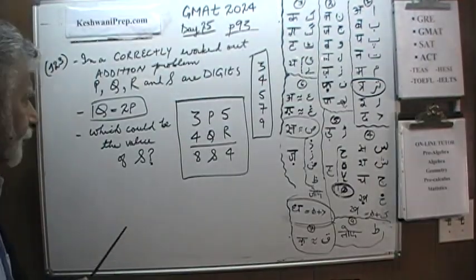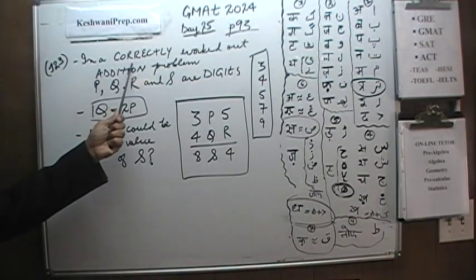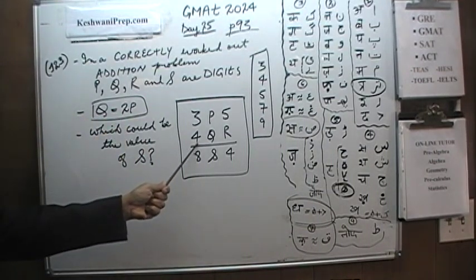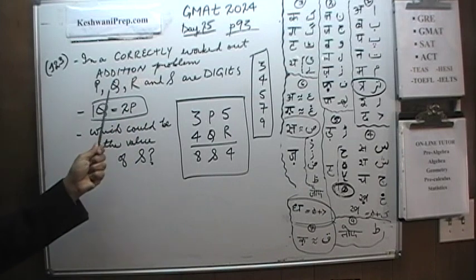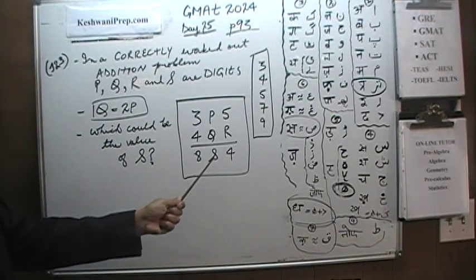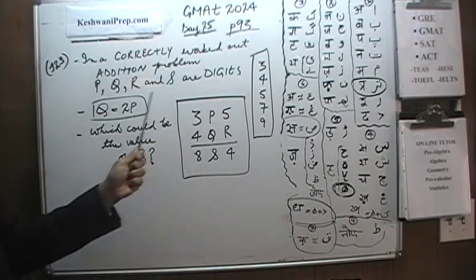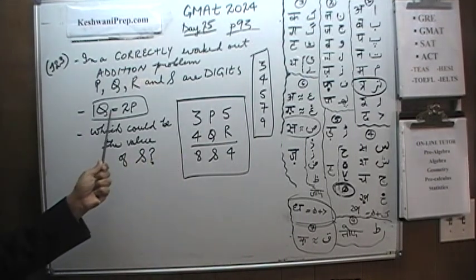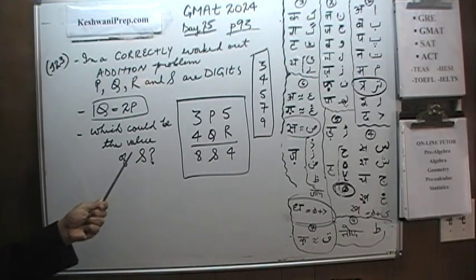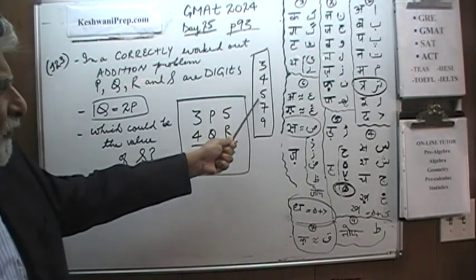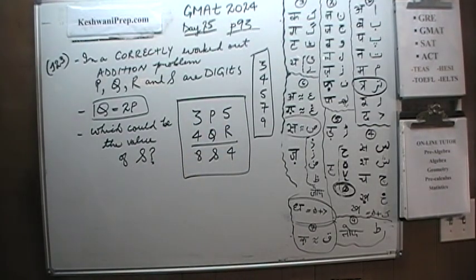Here we go. We are told that in a correctly worked out addition problem, it is an addition problem right here, it is worked out correctly, that P, Q, R and S are all digits. We are further told that Q is equal to 2 times P. The question simply is, what could be the value of S? And these are the possible answers: 3, 4, 5, 7 and 9. What could be the value of S? Do it yourself. Pause the video as I said.